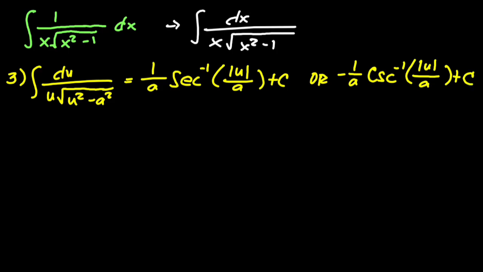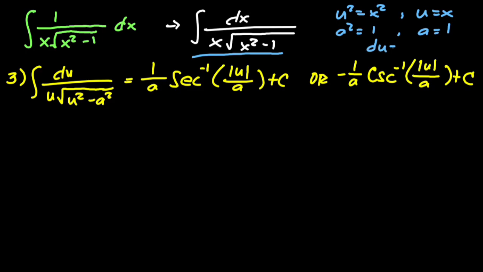Now let us assign the values. According to the formula for this, u squared here is x squared, a squared here is still 1, and so the square root of x squared is simply x, and the square root of 1 is simply 1. And du here is equal to dx because the derivative of x is simply dx. Now that we have assigned all our values, let us start.